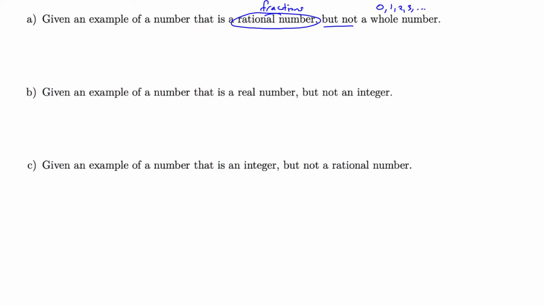One example could be the number 1/2. 1/2 is a fraction, but it's not a whole number. For another example, we could have had -3. -3 can be written as a fraction as -3/1, but it is not a whole number.